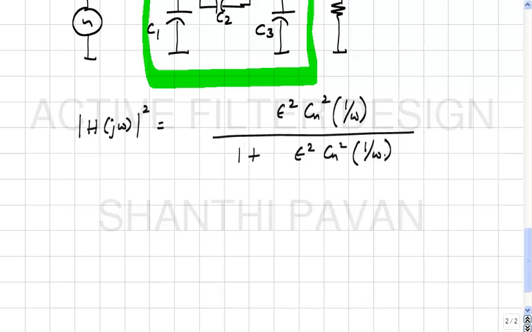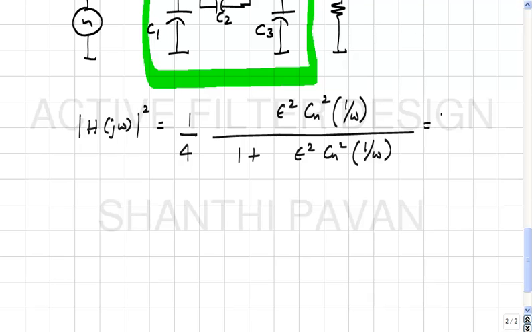What is it now? It is 1, and clearly if you want to have an equally terminated ladder, having a maximum transmission of 1 is not possible. So, what should we do? I will divide mod h of j omega by 2, which means mod h of j omega the whole square is 1/4 times epsilon square Cn square of 1 by omega divided by 1 plus epsilon square Cn square of 1 by omega.